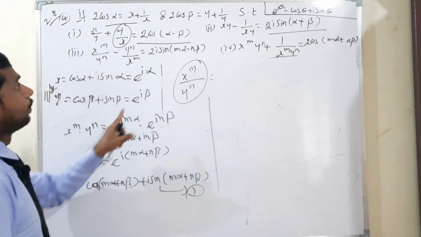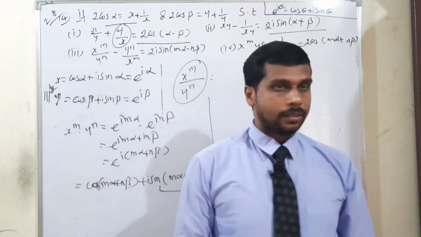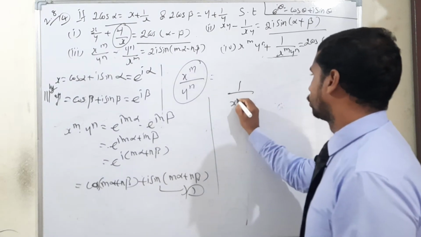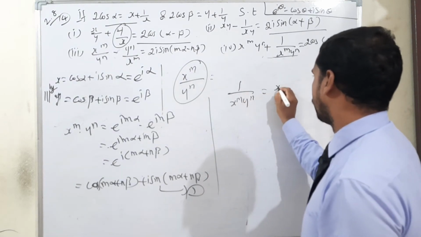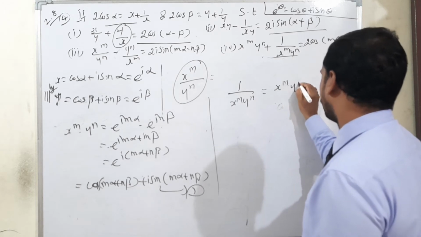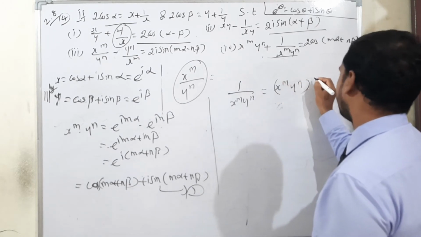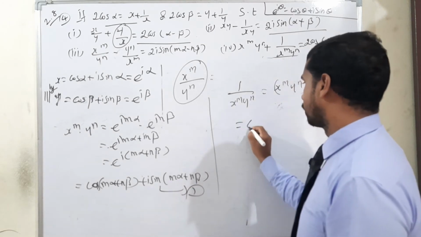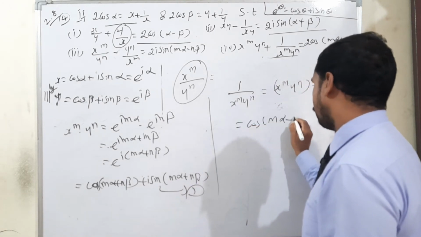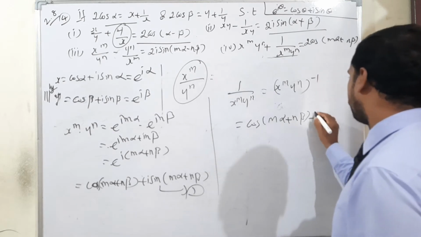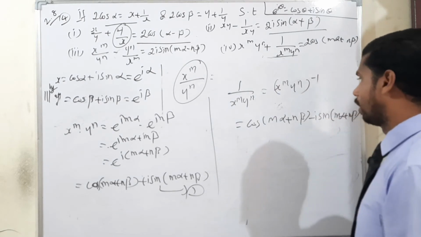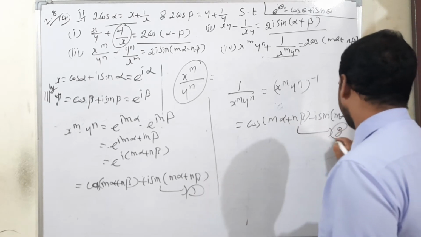Next one, we need 1 by, isn't it? So 1 by x to the power m into y to the power n means the reciprocal of x to the power m into y to the power n. Instead of plus we can write minus. Therefore cos of m alpha plus n beta minus i sin of m alpha plus n beta. This is considered equation number 2.